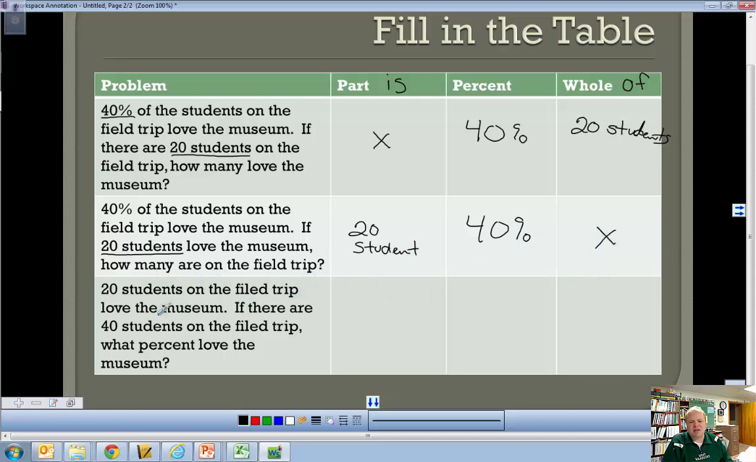Let's look at this last one. It says 20 students on the field trip love the museum. If there are 40 students on the field trip, what percent of the students love the museum? There again, this is 20 students. This is my part. Okay.